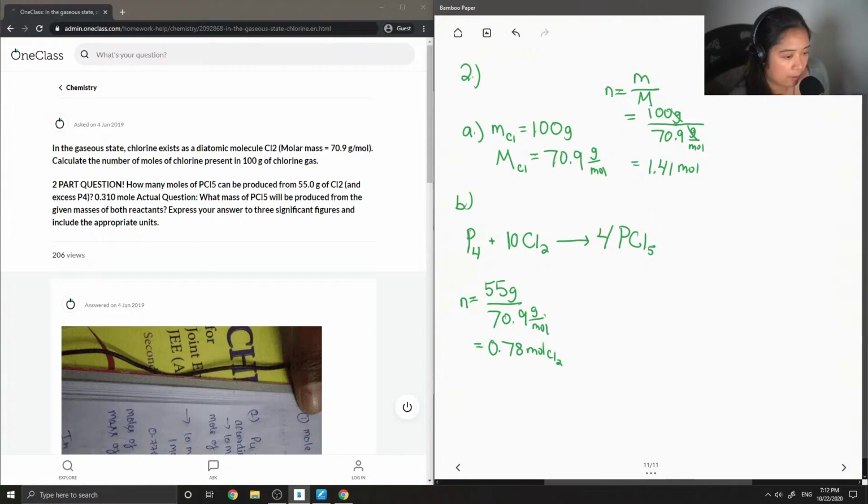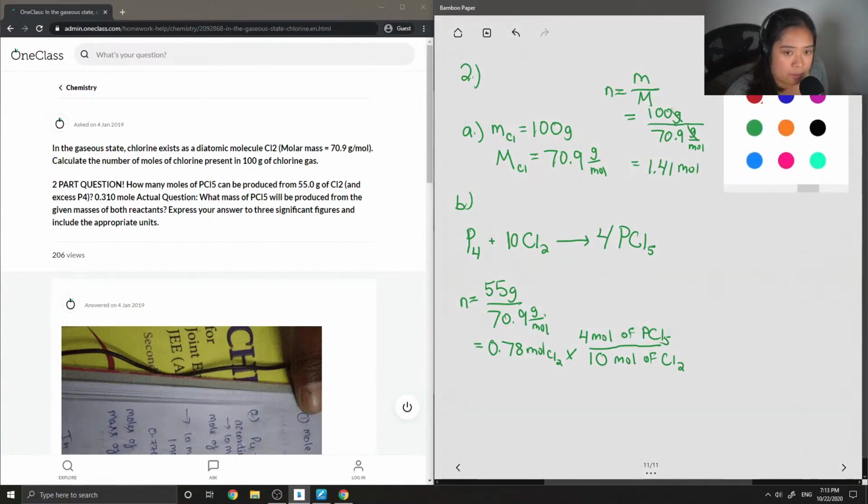So in order to calculate the number of moles of product, we are going to use molar ratios. So I want to get the number of moles for PCl5, so I'm going to put that on the top with its coefficient of 4. And at the bottom, the coefficient for chlorine was 10. So I'm putting 10 moles of Cl2.